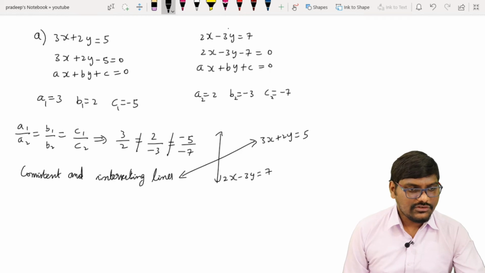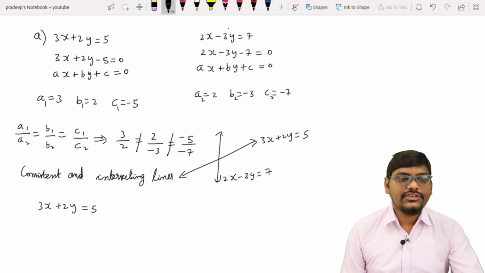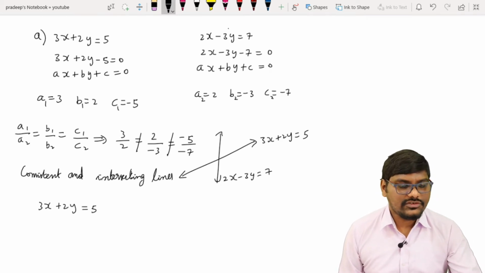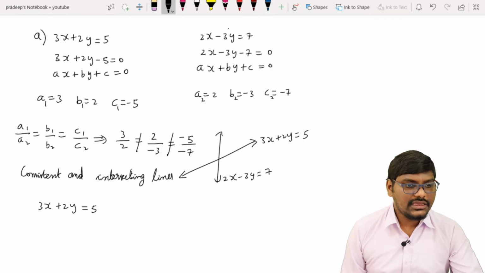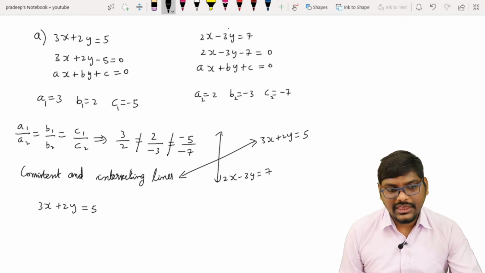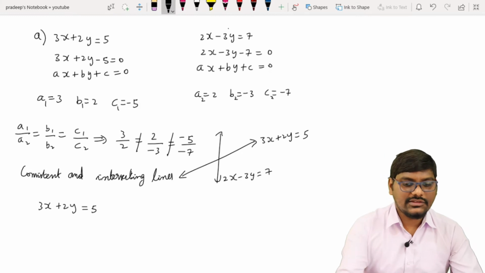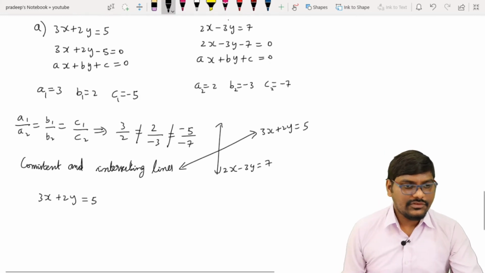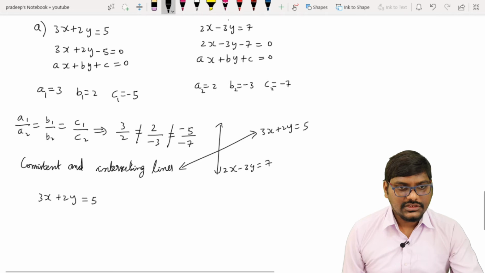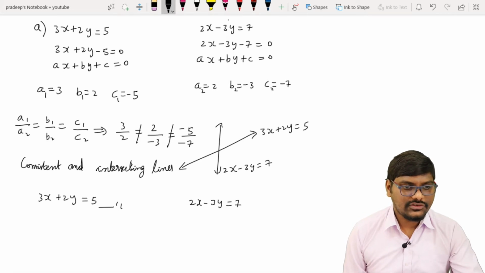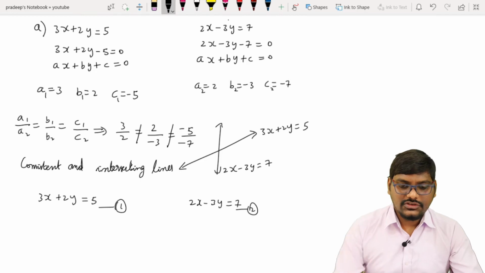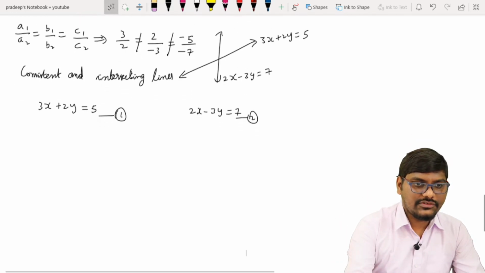Okay, so the question is 3x plus 2y equal to 5 is the equation. Now in this equation, what I do is keep y on one side and send all the other variables to the other side. I'll take the second equation also, that is 2x minus 3y equal to 7. So this is equation 1 and this is equation 2. So let's go forward and solve this one.